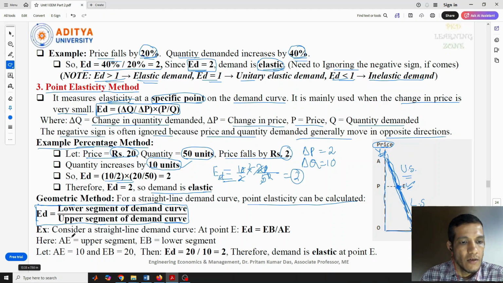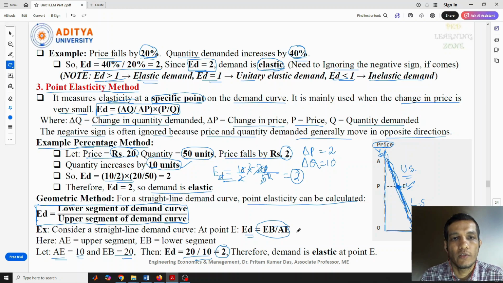So let's consider a straight line demand curve at point E, ED equal to EB by AE. Suppose AE is the upper segment and EB is the lower segment, as already told. Let's consider AE value is 10 and EB value is 20. Either this value will be given in the question or you need to identify it from the graph. So here ED equal to what? 20 by 10, so we get the value of 2. Here also the demand is elastic. So at the point E, we got the value 2, and we can say the demand is elastic here.